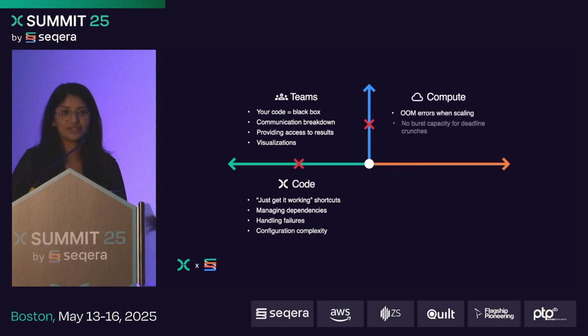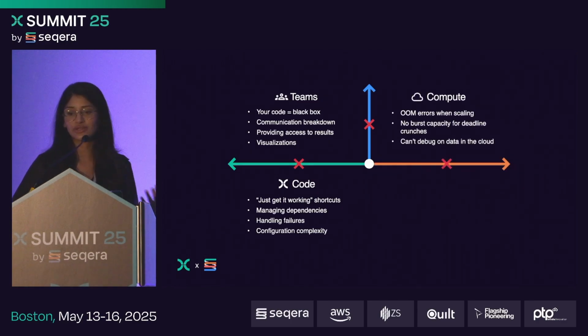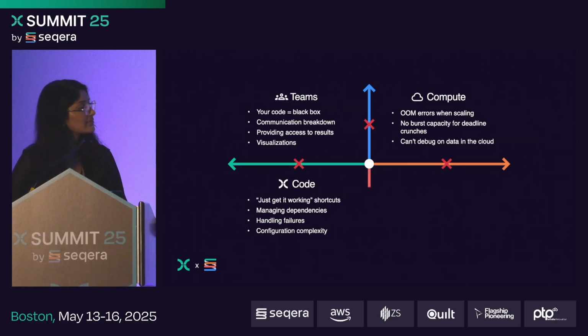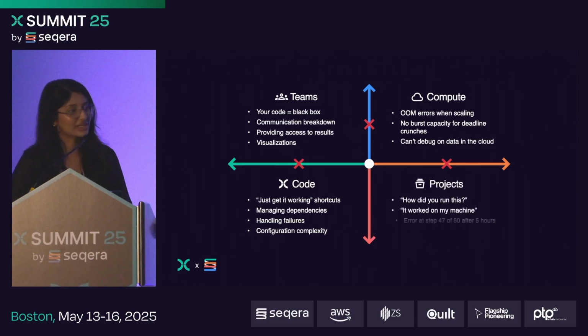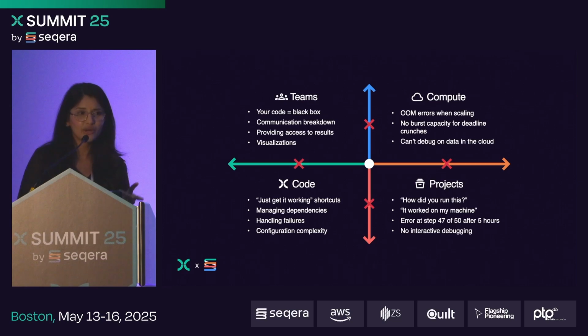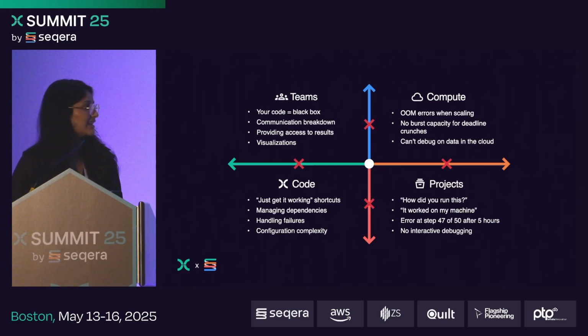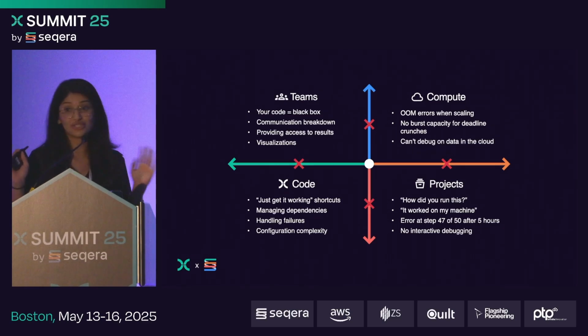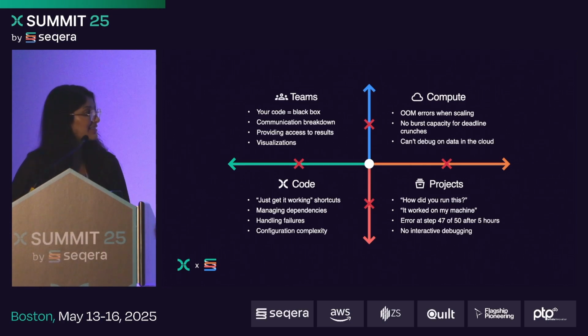Your compute challenges, we've all seen this before. Infrastructure eventually becomes a bottleneck. And lastly, your projects. The classic question of, how did you run this? And then followed by, it worked on my machine just fine. These can become recurrent and eventually lead to breakdown and prevent you from actually getting green check marks and getting to the results that you need. The key insight is that these aren't unsolvable problems or challenges, and that's exactly what we've been building for and what we've been talking about yesterday as well.